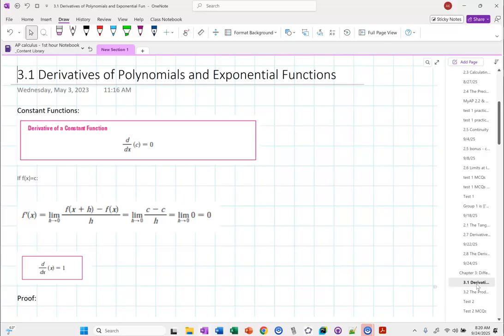All right, ladies and gentlemen, this is the moment you guys have been waiting for. We're going to put to bed the limit definition of a derivative. We're going to replace it with a bunch of shortcuts. Here's the downside. Many derivatives you're going to be able to do in your head with almost minimal work shown. The catch is, now we've got stuff to memorize.